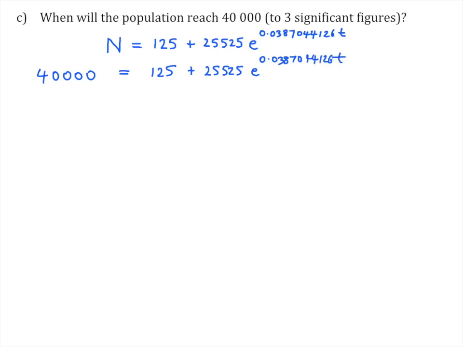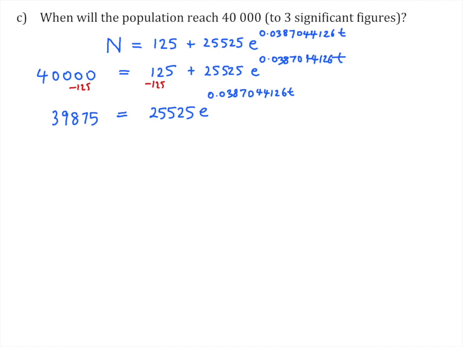Minus 125 to both sides. And if we do that, we will get 39,875 equals 25,525 e to the power of, this is painful writing this all out, but we need to keep things as accurate as possible.